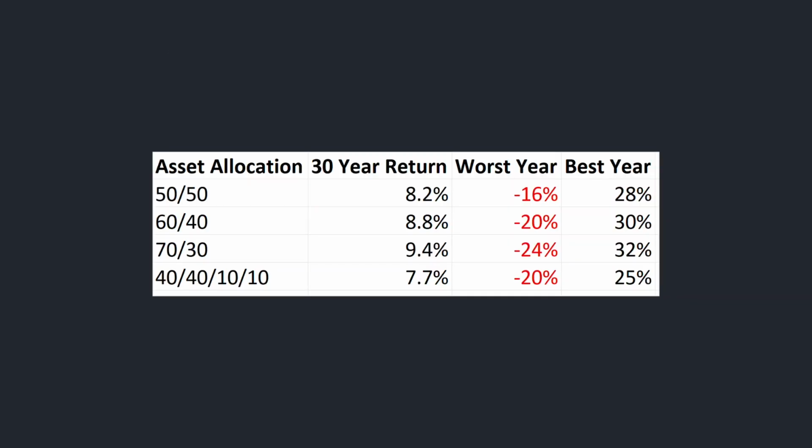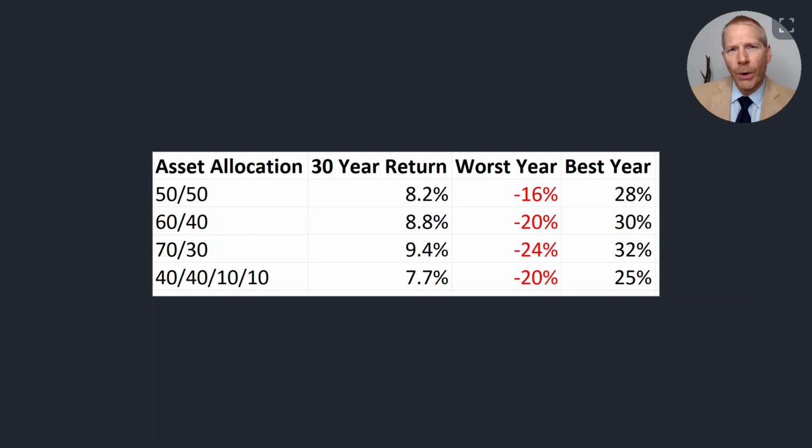Here's a summary table for all four model portfolios. 30-year compound total return numbers, the worst year and the best year. You might want to press pause on this slide, study a little bit, and see which one feels best for you. There is something very interesting going on with this data. Can you see it? Look at the 40-40-10-10. And the downside loss worst year is minus 20%, but then look at the 60-40. Same worst case loss, minus 20%. So it really gets you thinking.